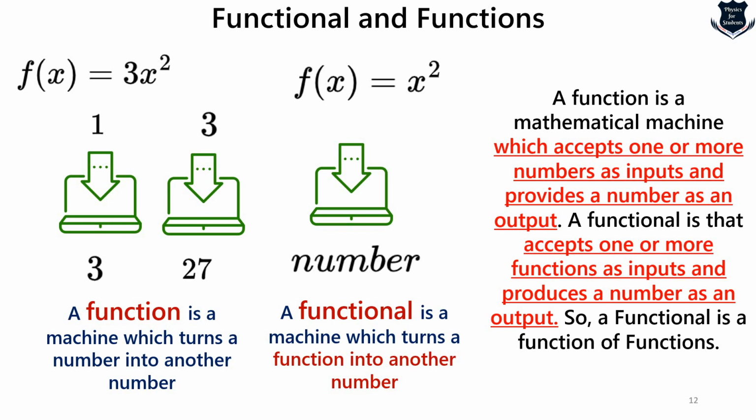A function is a mathematical machine, obviously, which accepts one or more numbers as inputs and provides an output. But a functional is that which accepts one or more functions as inputs and produces a number as an output. So we can say obviously a functional is a function of functions. Let me give you some quick examples coming in the next part of this video.